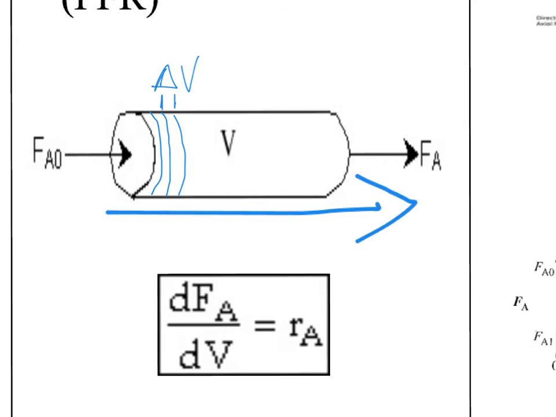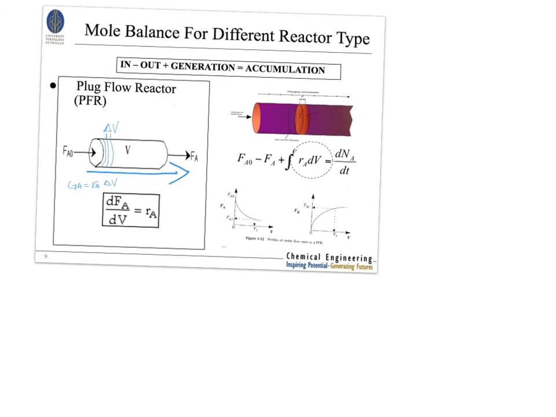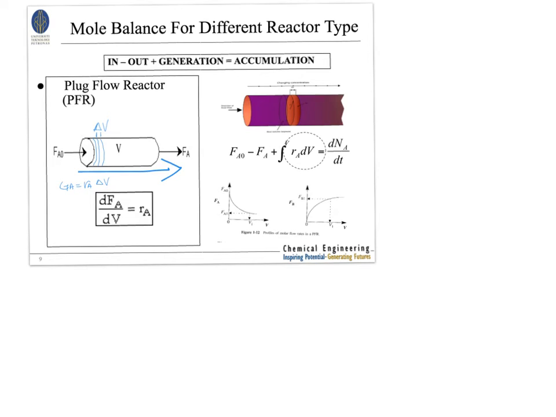So the generation, GA, will be equal to RA times delta V. Looking back at the general mole balance equation, you will have FA0 minus FA plus RA times delta V equals 0, because there is no accumulation. This is a steady state operation.